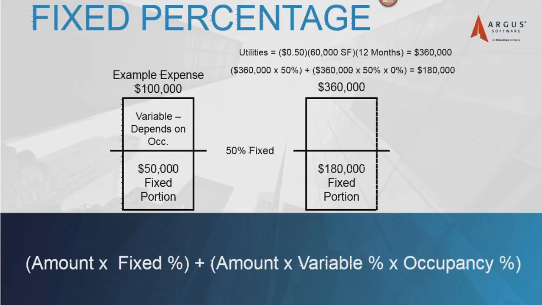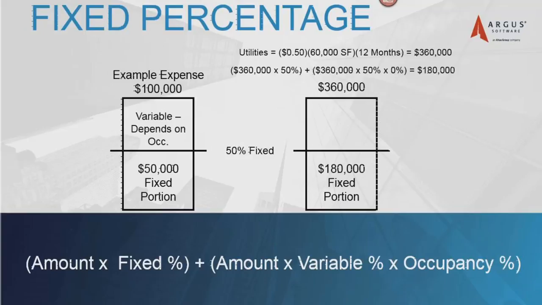360 times 50% fixed, plus 360 again times 50% variable. Whatever is not fixed is variable. Times the occupancy of the building, where we don't have any tenants yet. We haven't built the file out, so we're at 0% occupancy. That means if we look at the cash flow right now, all we see for our utilities expense is $180,000. The only way that we see closer to that 360 is when we get more tenants in the building, when we get closer to 100% occupied.